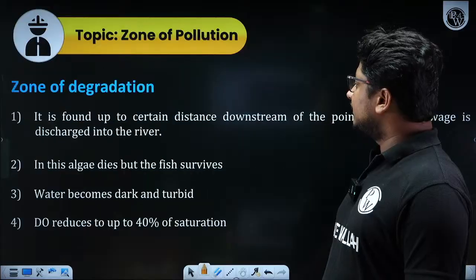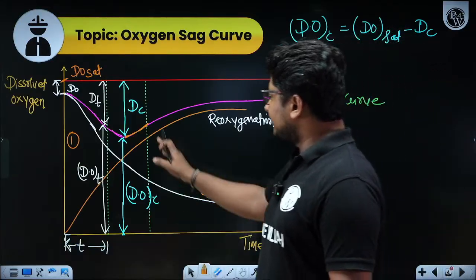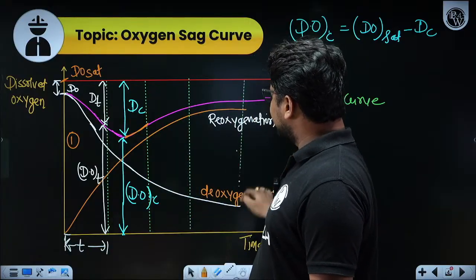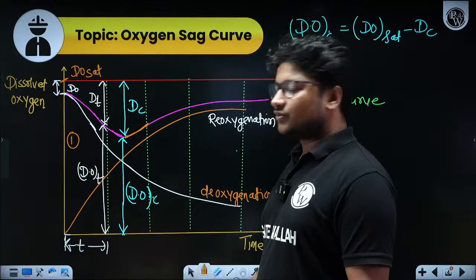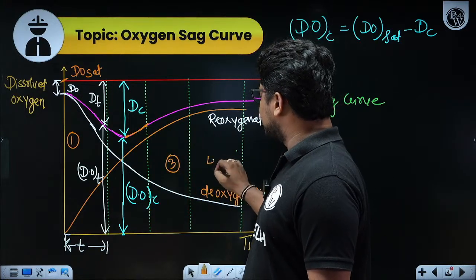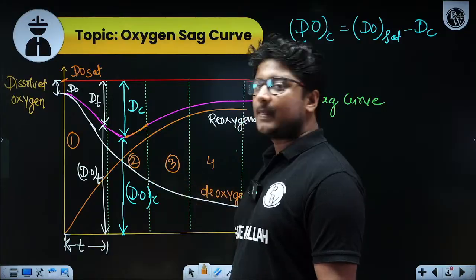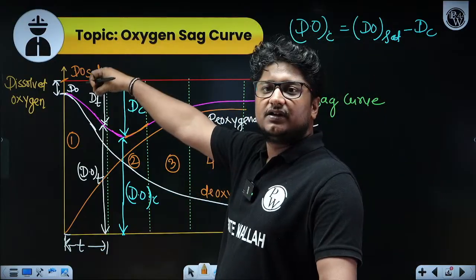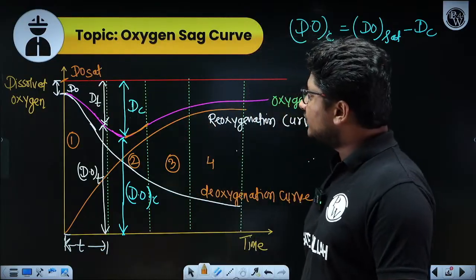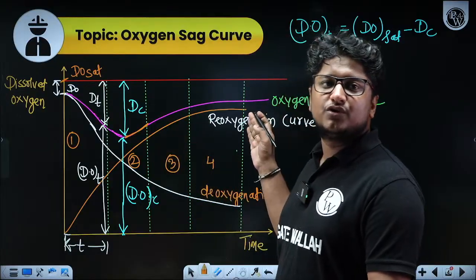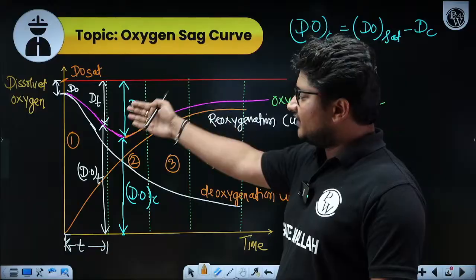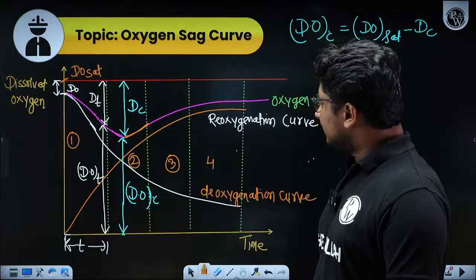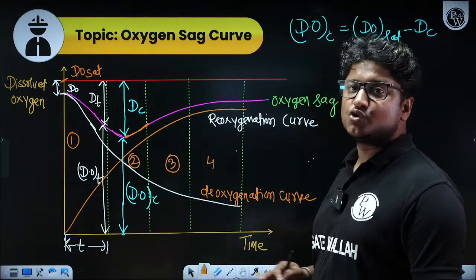So here, this is the phase after the 40% saturation, the zone of recovery, and then this is the zone of clear water. This is the third zone, this is the fourth zone. This is the second. First, second, third, fourth. So if you add wastewater into the river water, these four zones will automatically form in the downstream direction. First, the zone of degradation; second, the zone of active decomposition; third, the zone of recovery; and fourth, the zone of clear water.